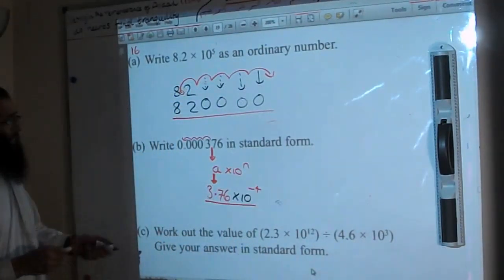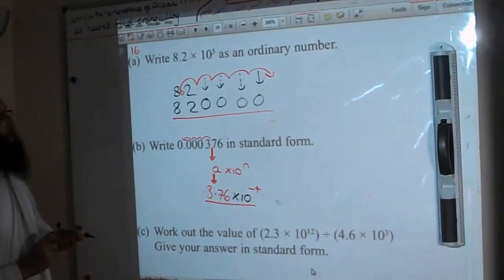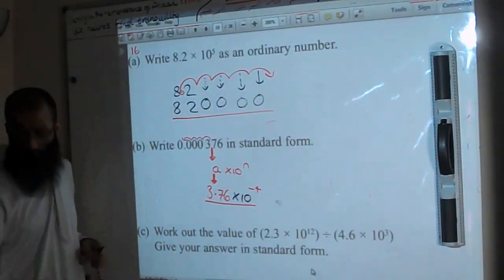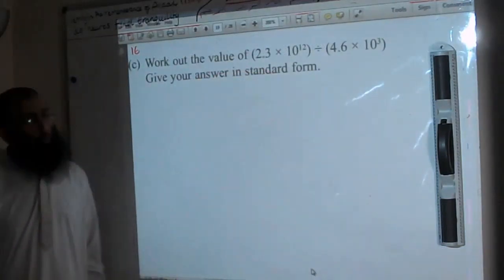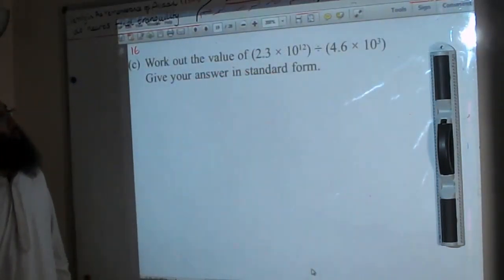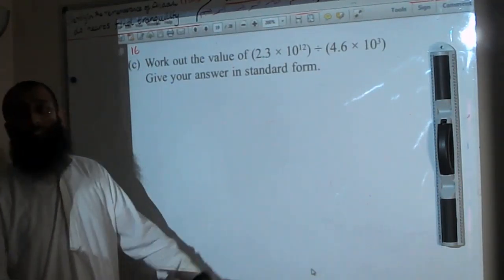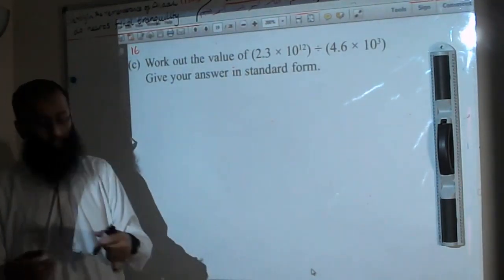Okay, next question. Work out the value of this, give your answer in standard form. So what I'm going to do, I'm going to rub this stuff off here now, folks, and move that question up. So are you ready to move it up? So work out the value of 2.3 times by 10 to the 12 divided by 4.6 times by 10 to the 3. Most students will look at this in the examination, get frightened because they think, oh, how do I do that without a calculator?